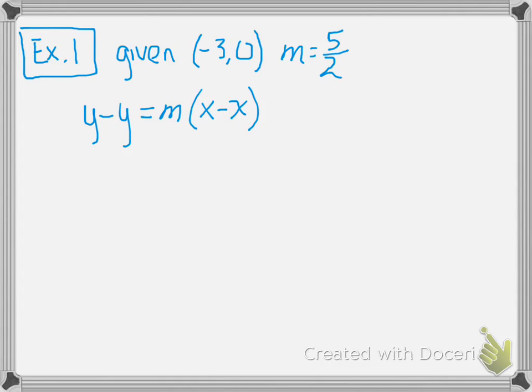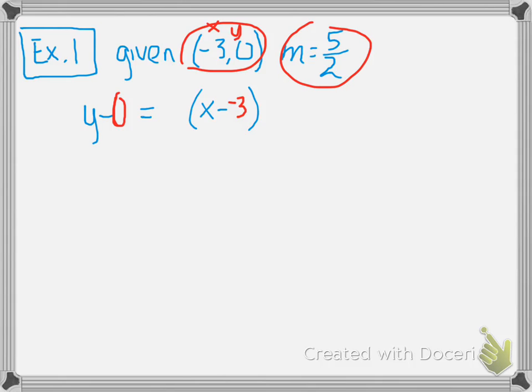Okay, so I'm going to erase the y and the x, and I'm going to put that point in that's right here. So I'm going to put a -3 in here, and whoops, I just put that in the wrong spot. Hold on. The -3 is the x, and the 0 is the y. So I'm going to put a 0 in right here, and I'm going to put a -3 in right here. Then I'm going to go ahead and slide the slope in. So I'm going to erase the m, and I'm going to slide 5 halves in.